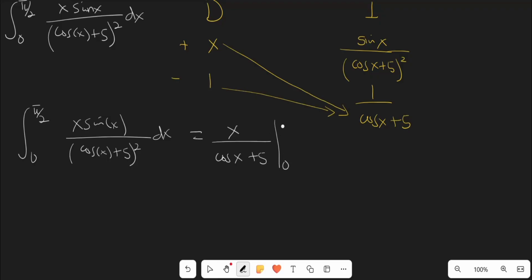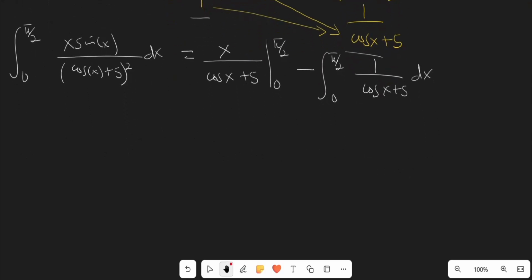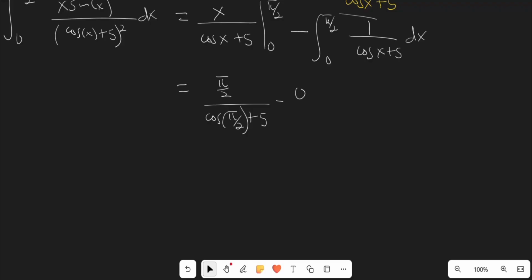You take it from 0 to pi over 2, minus, that is this term and this term multiplied, you have to take the integral from 0 to pi over 2 of 1 over cosine of x plus 5 dx. So let's take the limit here. Plug in pi over 2 first, over cosine of pi over 2 plus 5. Minus plug in 0, that's going to give you 0. Cosine of 0 is 1, so 0 over 6, that should be 0 in the lower limit. Minus the integral from 0 to pi over 2 of 1 over cosine of x plus 5 dx.